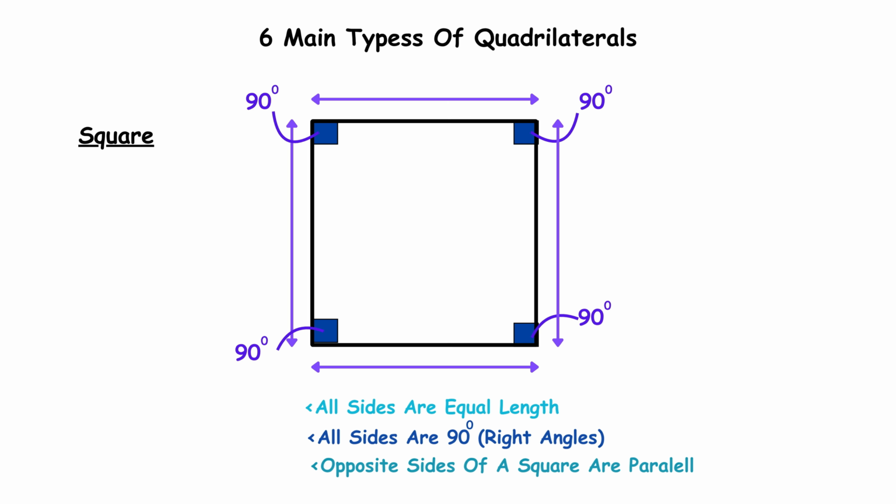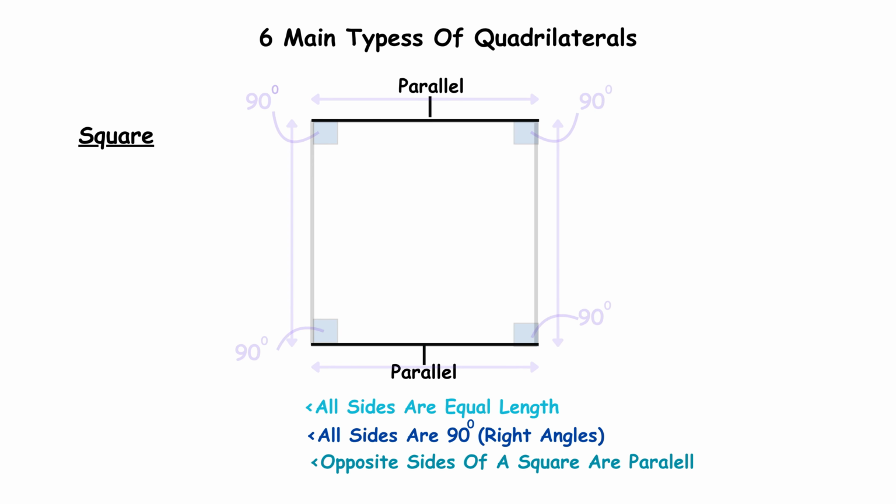Another important feature of a square is that the opposite sides are parallel, which means they run in the same direction without ever meeting. So the 2 vertical sides are parallel to each other, and the 2 horizontal sides are also parallel to one another.